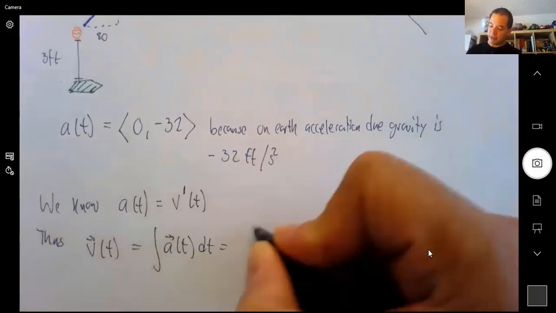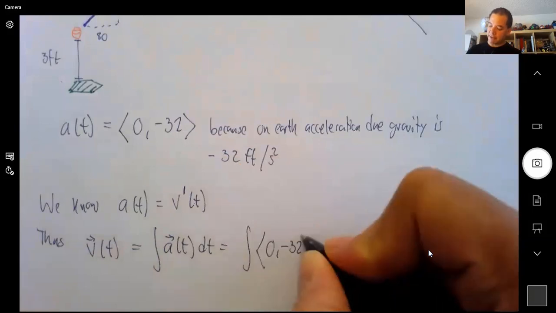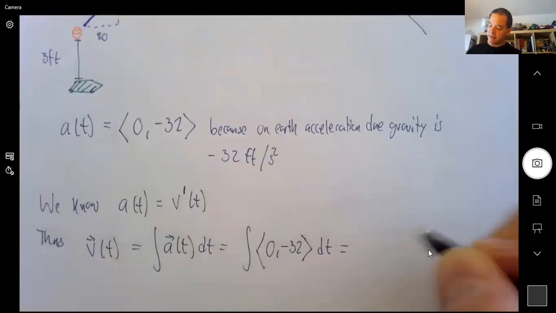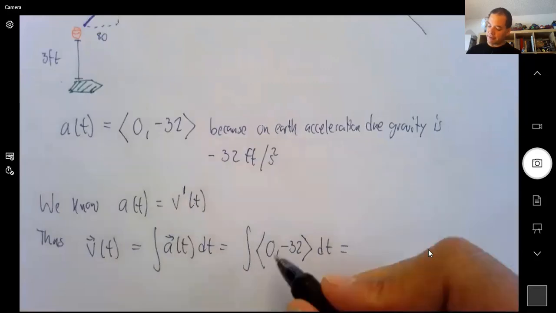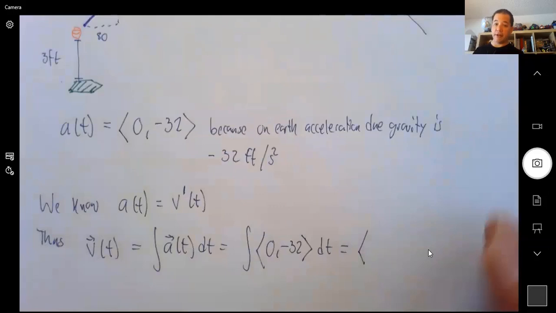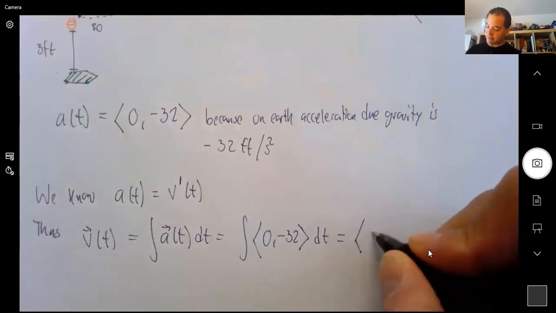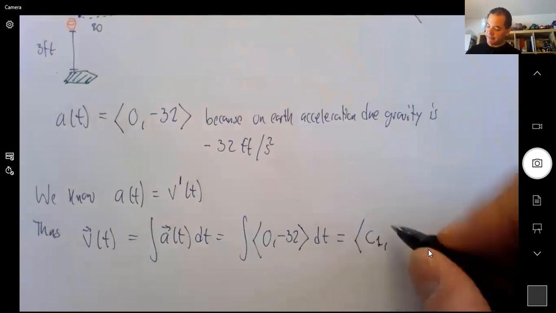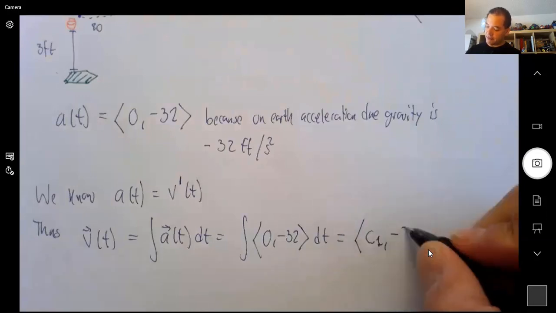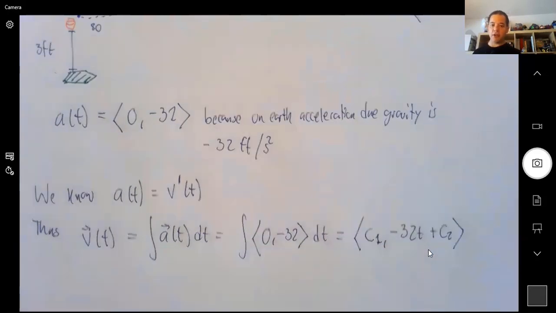So we need to integrate 0 and negative 32. That's an easy integral, right? So it's the integral of 0. That's just nothing, right? A constant. And the integral of negative 32, that's negative 32t plus another constant. Okay, so that's our velocity.